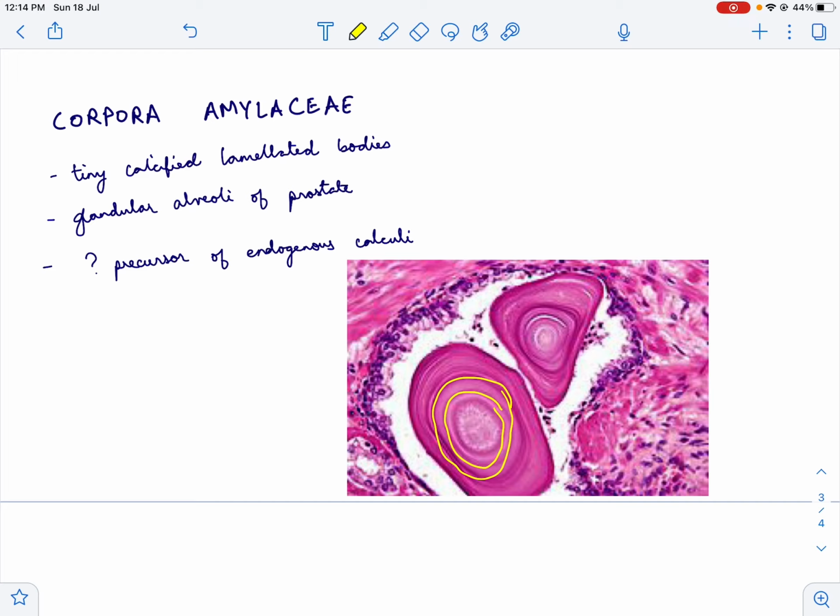Now, if this is the prostatic alveoli, the entire thing is a prostatic gland. This empty space which you can see here is the lumen of the prostatic alveoli, and these are the corpora amyliaceae. The importance of these structures is that they are thought to be a precursor of the endogenous prostatic calculi.